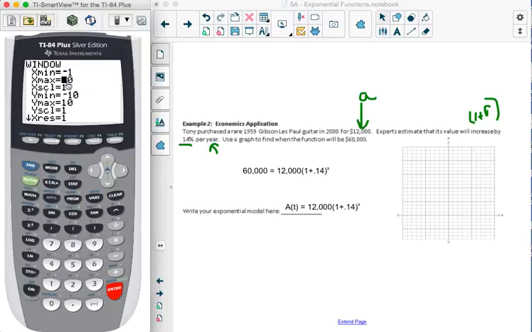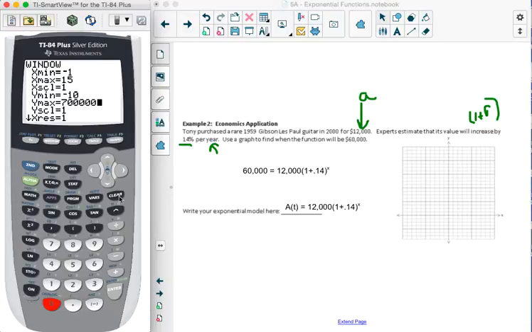And how long do I think it's going to take? I don't know. Maybe 15 years. This is a total guess. It's not probably going to take 100 years for it to equal $60,000. It wouldn't be a good investment if it was. But y min, this is kind of more important. Sure, I can start at -10. That's fine. But y max, I mean, if it starts at $12,000 and it's going up to $60,000, I need to see a lot of y. So maybe I'm going to give 70.